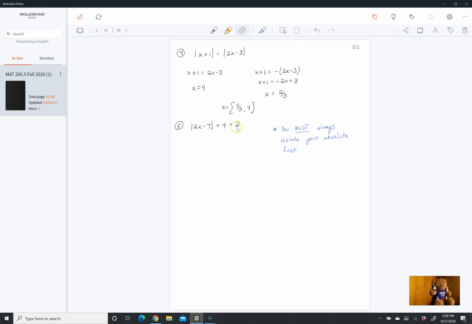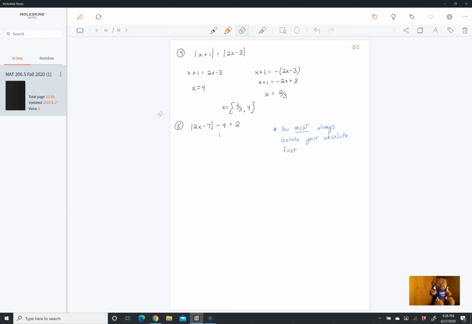Okay, and the reason for that is that we don't know how many units 2x minus 7 is from 0, right? This doesn't tell us, because we have this extra plus 4 here, which gets confusing. How many units from 0 is it? I'm going to change this to a minus 4, because otherwise it makes this a problem. Okay. So in order to take care of this, we add 4 to both sides.